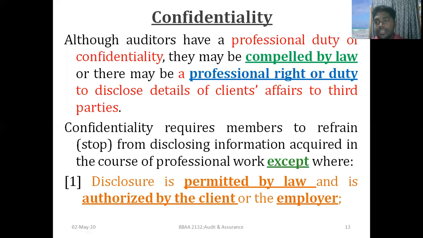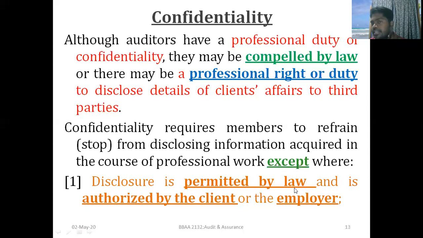As per the principle, the particular member can't share client information with third parties. That is generally the case, but some situations exist. There may be compulsion by law, or there may be a professional right or duty to disclose that information to third parties. You should understand this from an exam point of view, as the examiner may ask some MCQ questions regarding these matters. Confidentiality requires members to refrain from disclosing information acquired in the course of professional work, except where? What are those situations?